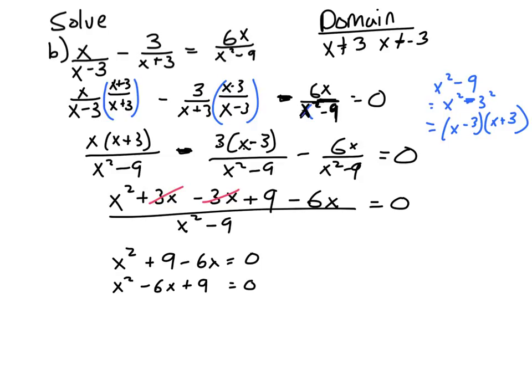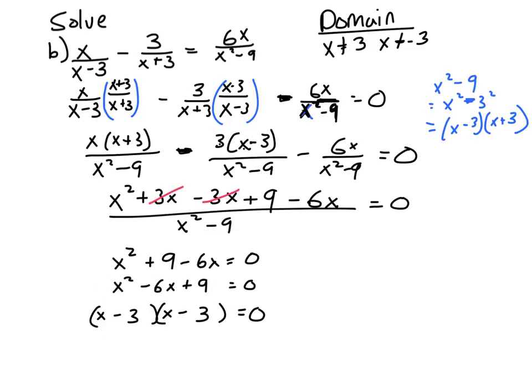Now let's see, is this factorable? I'm going to write x on both here. Now, what times what is positive 9, but if you were to add them together, you get negative 6? Well, negative 3 and negative 3. If you were to FOIL this out, you should get this equation here. So these two things are the same.